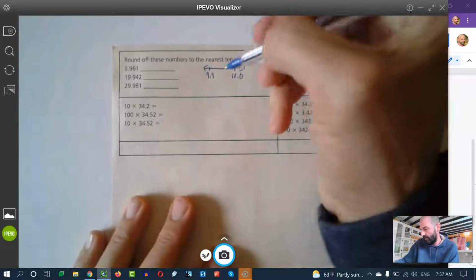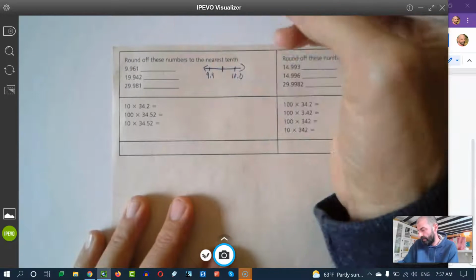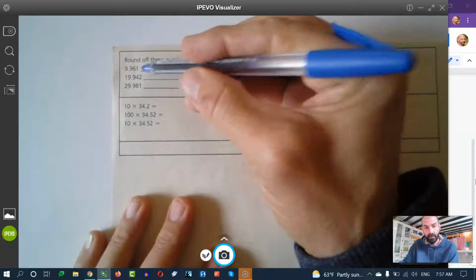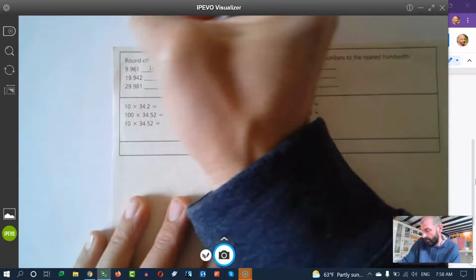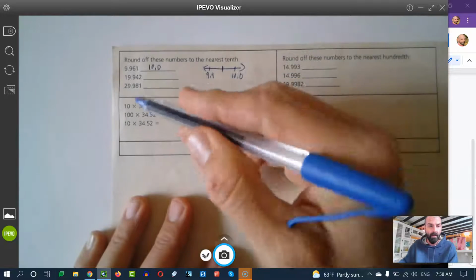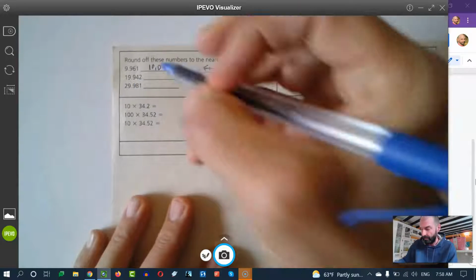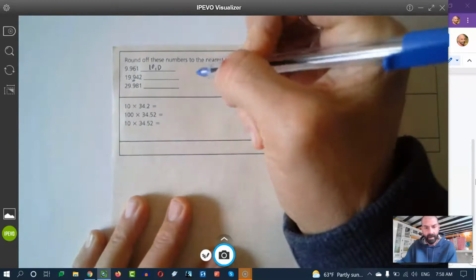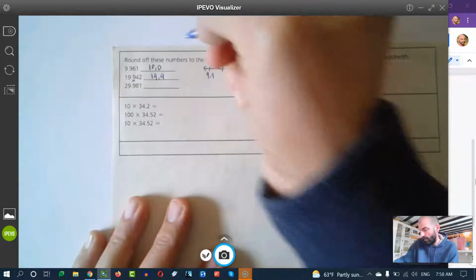So we have 9, and here's the middle. Here would be 9 and 95 hundredths. This is closer to that 10 whole. So it actually would be 10.0. Here we have 19 and 942 thousandths. We're going to look at this 9 here. Right next door is that 4, so it's going to be closer to that 19 and 9/10.